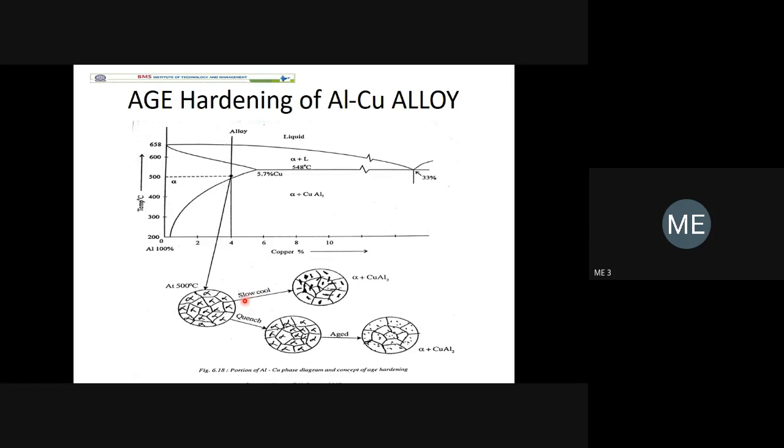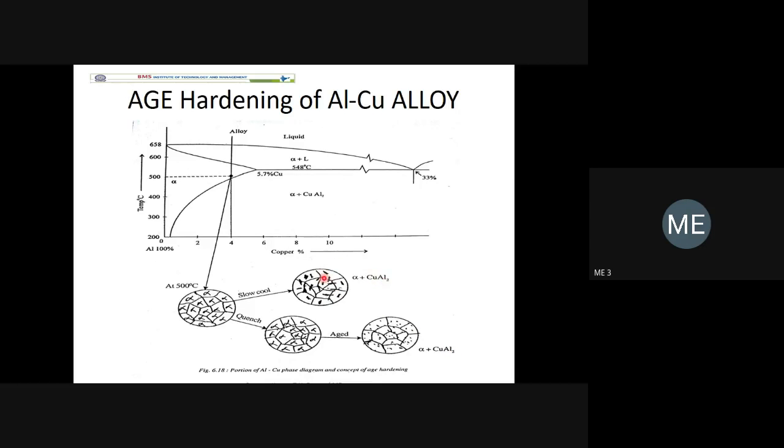If you're going for a very slow cooling process, we'll get one more phase, so alpha plus CuAl2. If you're going for an immediate quenching process, we'll get only alpha. Even with quenching, we'll get the alpha phase only. There may be a small change in hardness. Then if it is age hardening, we'll get alpha plus CuAl2. That means here also we have alpha plus CuAl2.